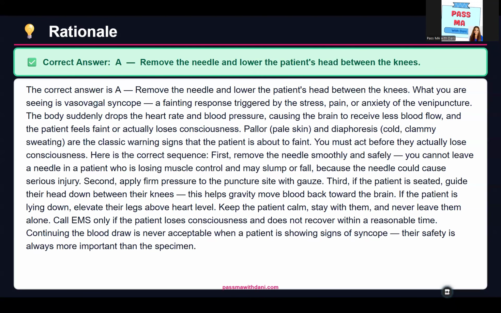Okay, what you'll notice is that the patient may appear pale. Their skin may appear clammy or cold. They may even be sweating. These are classic warning signs that your patient is about to faint. Get prepared. You want to act before they actually lose consciousness. The first thing that you're going to do, remove the needle.